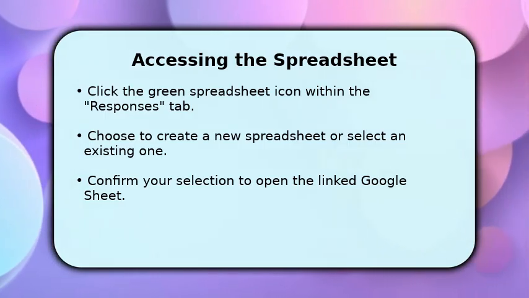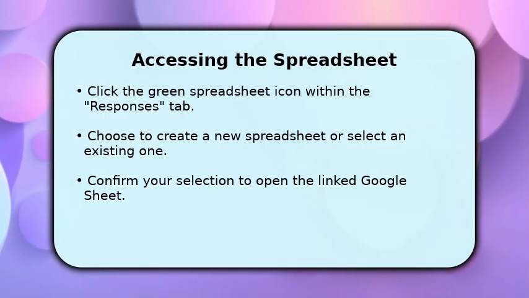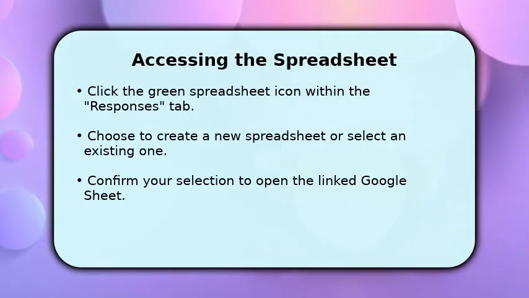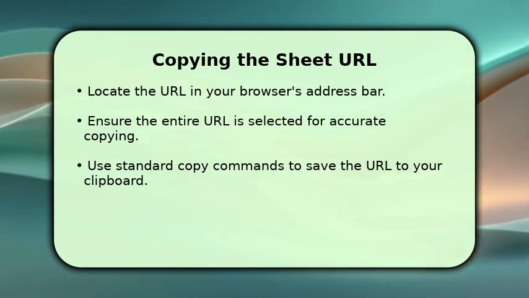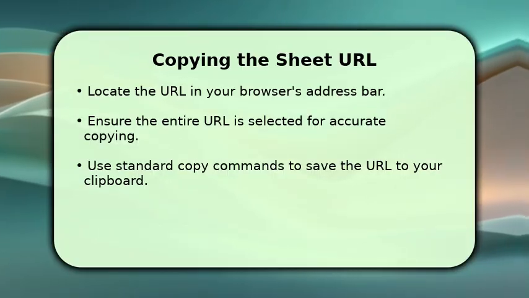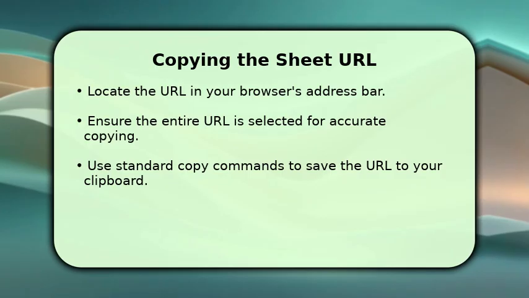For most cases, creating a new spreadsheet is the simplest path. After making your choice, click Create or Select to open the linked Google Sheet in a new browser tab. Now that your response sheet is open, look at your web browser's address bar. The full web address displayed there is your response sheet URL.